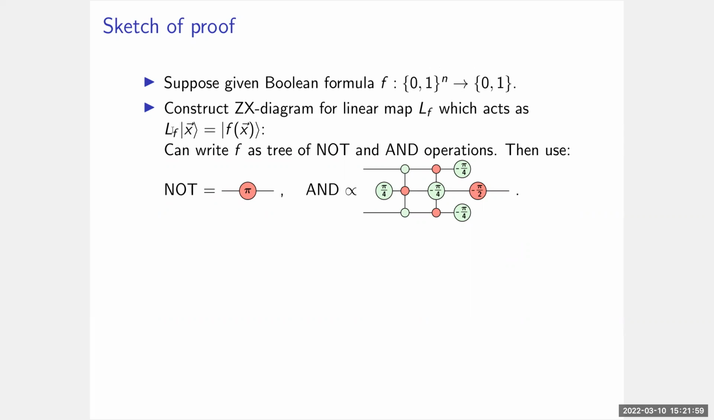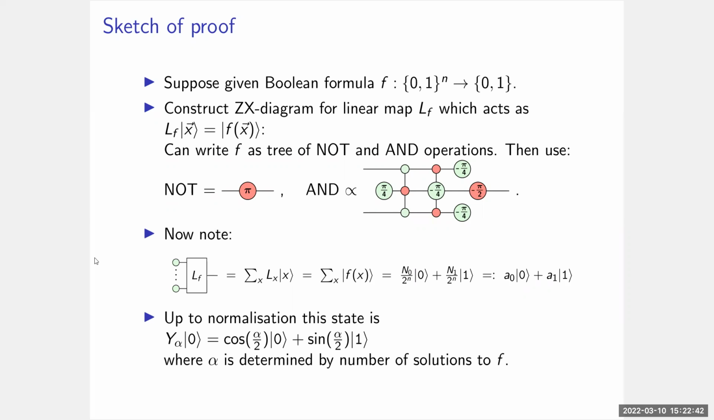which acts on quantum states by just applying f. So we input a computational basis state, and the output is a single qubit, which is the value of f. We can do this quite easily using ZX, because we can write this Boolean formula f as a tree of NOT and AND operations. And of course, we can write a NOT as a ZX diagram. We can also write an AND gate as a ZX diagram, which is this thing. You could also use triangles or an H-box or whatever your favorite is, but this is a way to do it in just vanilla ZX. So using this, we can write L_f as a small ZX diagram, small meaning polynomial size in the number of variables.